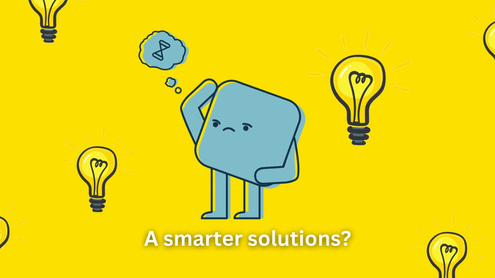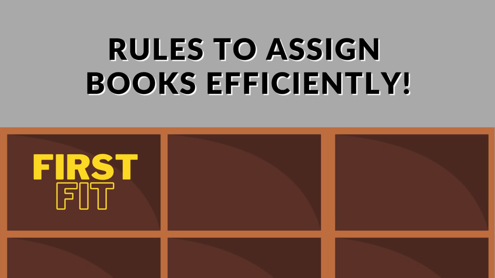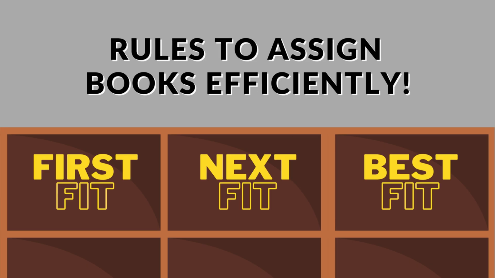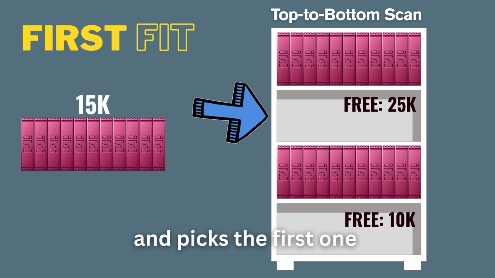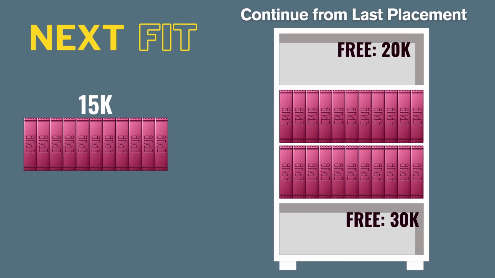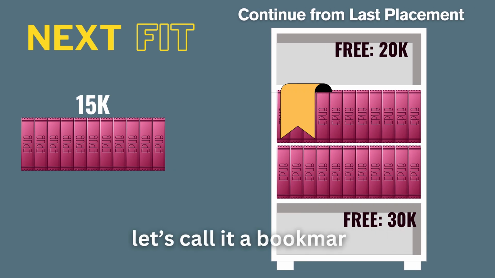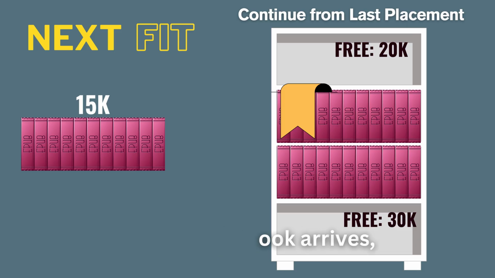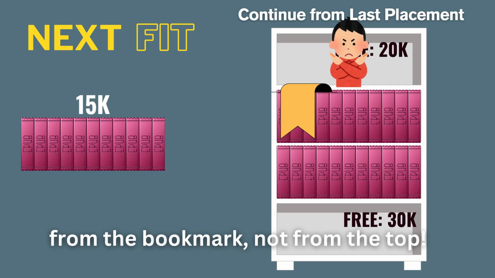A smarter solution? Placement algorithms. First fit, next fit, best fit. First fit checks each shelf in order and picks the first one with enough free space. Next fit remembers where it last placed a book. Let's call it a bookmark. When a new book arrives, next fit starts searching downward from the bookmark, not from the top.